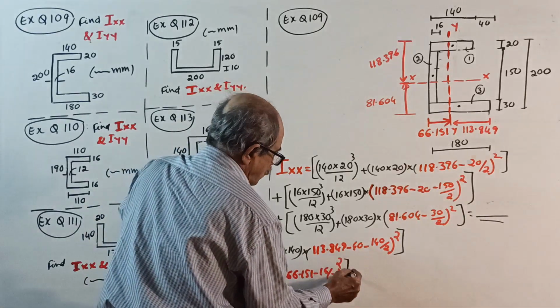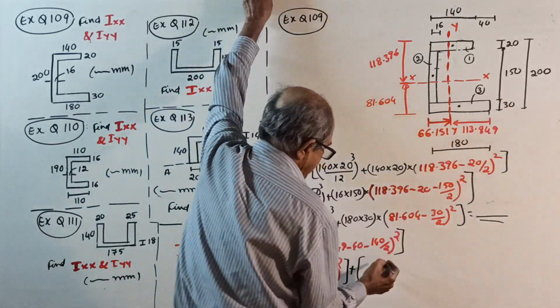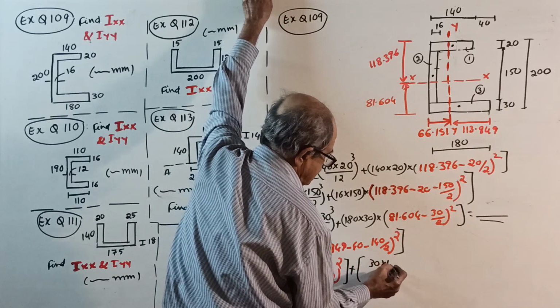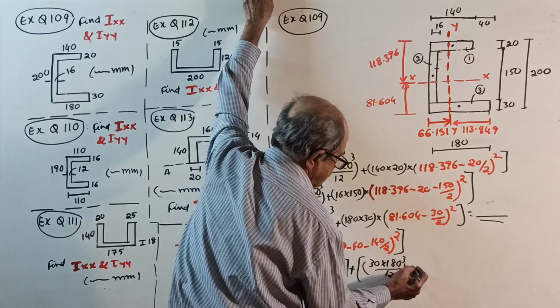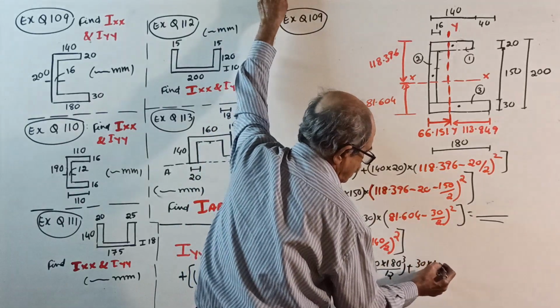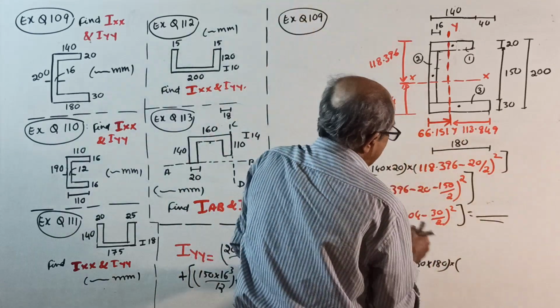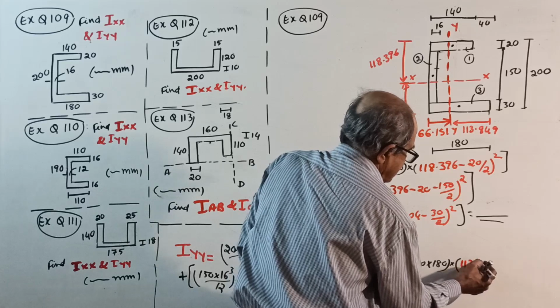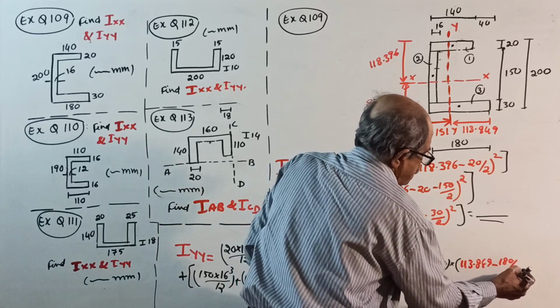This is for the second component, plus the last component. 30 into 180 cube by 12, plus 30 into 180 is the area, into 113.849 minus 180 by 2 whole square.